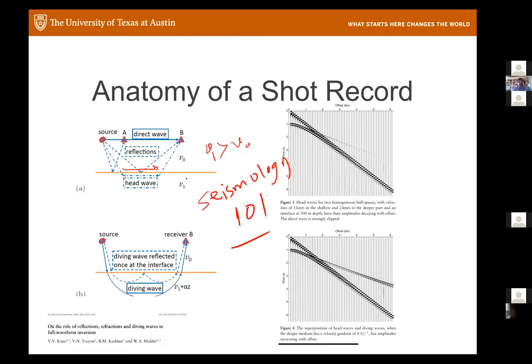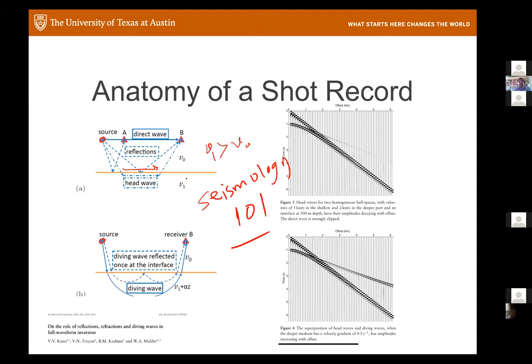If there was a decrease in velocity, then there is no critical angle and there is no direct wave and no head waves. So again, this is beyond the scope of this talk to give you details of how head waves are generated. But if you're interested, you can look up chapter 4 of Aki and Richards' book.